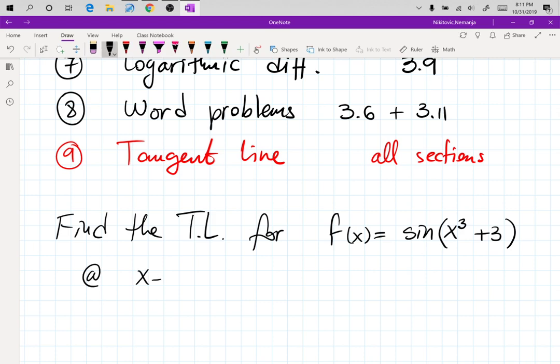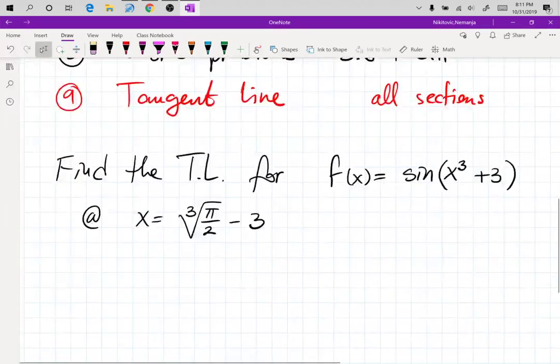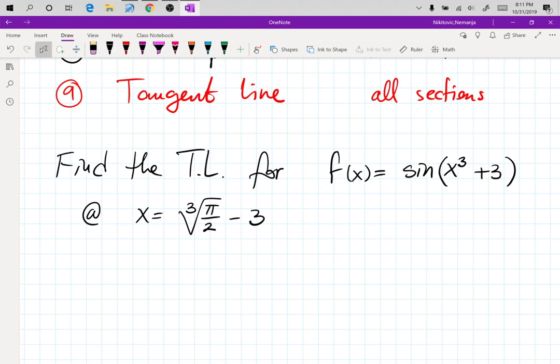We have to provide the x value, and let me take care of the x value. So let's go with the cube root of pi over 2 minus 3 to the 4th power. All right. Pi is going to be pi over 3 over here. So cube root of pi over 3 minus 3. I just want to make it match, it's nicer.